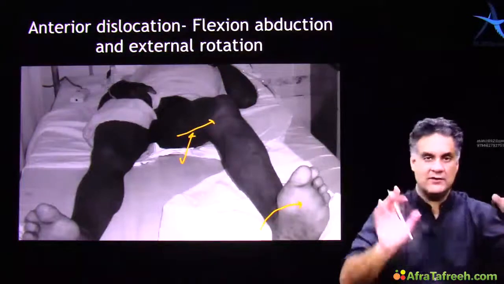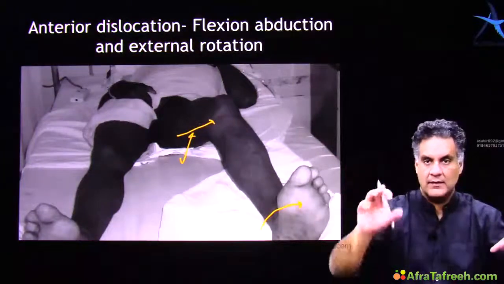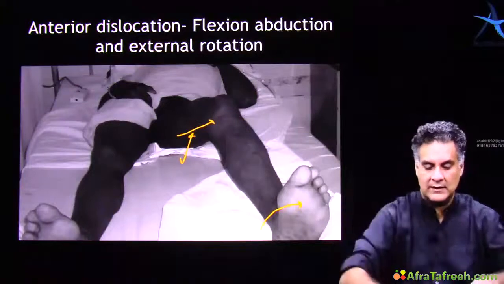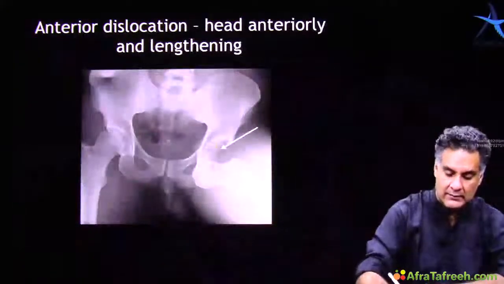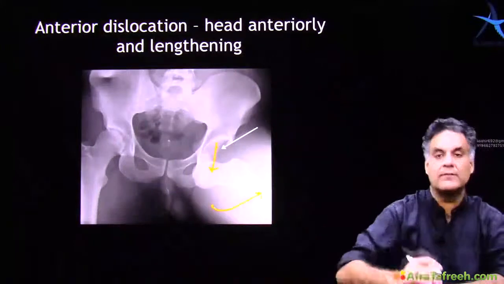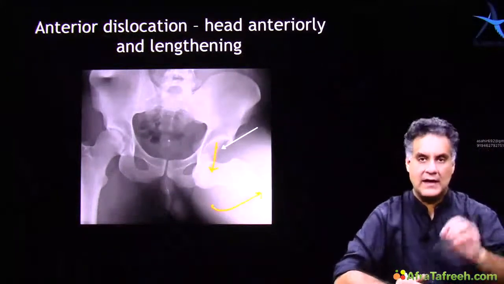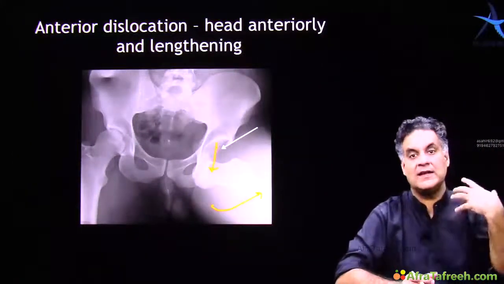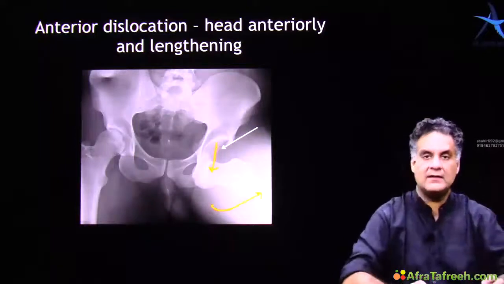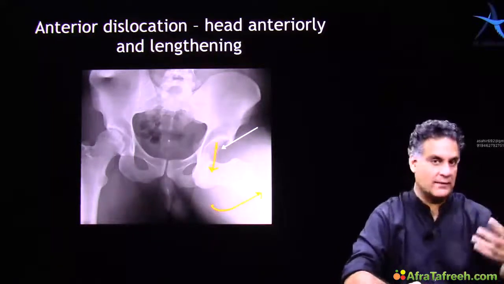In anterior dislocation, whether it's the shoulder or the hip, the head will be down and the limb will be out. So the head will be below the joint and the limb will be out. So it's called down and out. And in anterior dislocations, upper limb or lower limb, there's lengthening. Whereas in posterior dislocation, it's opposite.